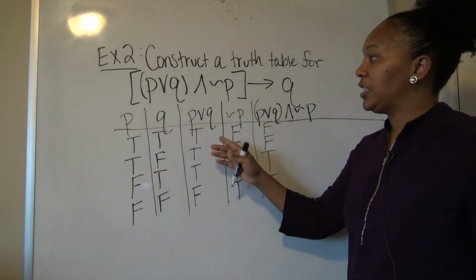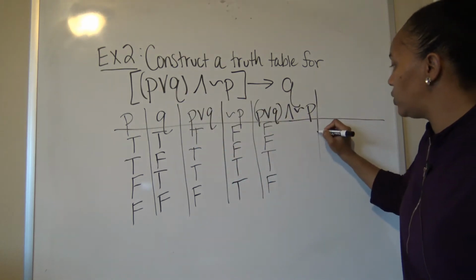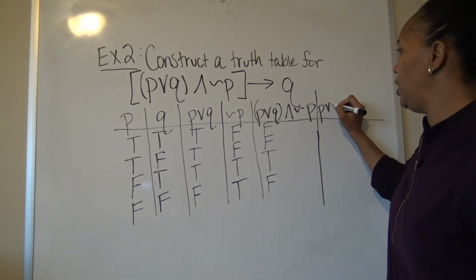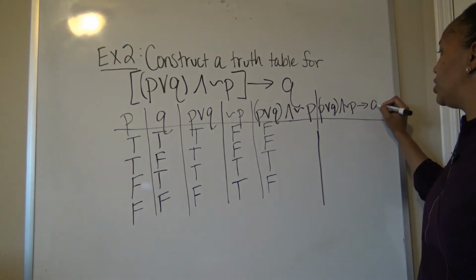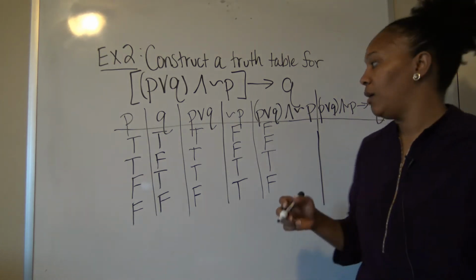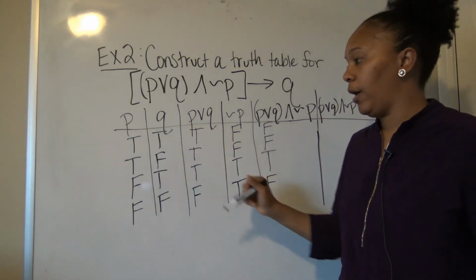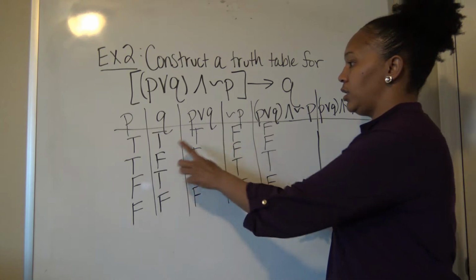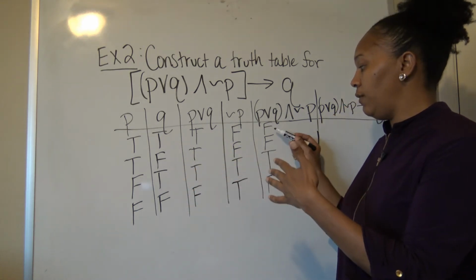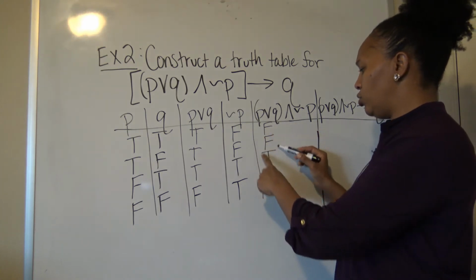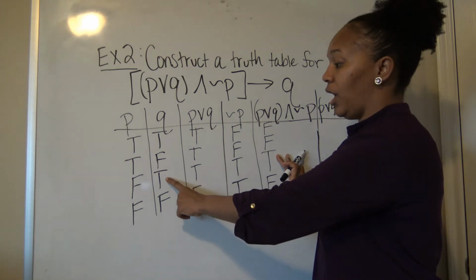Okay, and then for the last part, I'm going to do this whole statement, P or Q and not P implies Q. I'm going to have to squeeze it in here because I'm about to run out of space. This is the if-then statement, and I'm using this column, and my second column is the Q column. So, if this, then this. Remember, the if-then statement is false when the first one is true and the second one is false. Well, in this case, that does not happen.